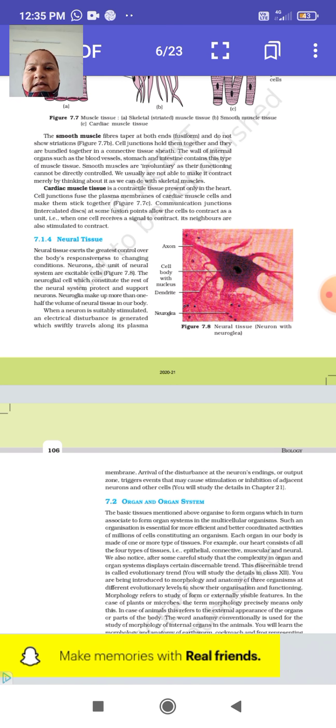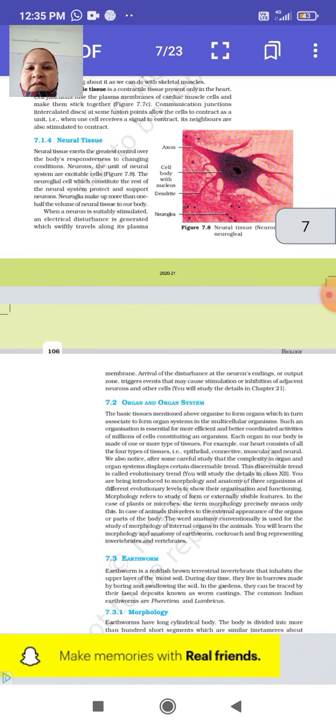What happens in this? The muscle cells stick together, which means they are tightly arranged. Communication junctions at some fusion points allow the cells to contract as a unit. That is, when one cell receives a signal to contract, its neighbor cells are also stimulated to contract. If one cell receives a signal, it is transmitted to the other cells also.